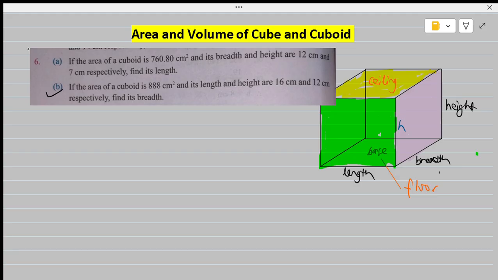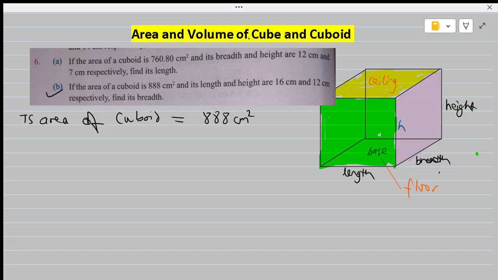So what is it? The area of the cuboid is 888 centimeters square, so that's the total surface area, and the length and height are given. Length is 16, height is 12, and you're asked to find the breadth of the cuboid. So very same as number 5. This one I'll do here. So area of cuboid, or surface area of cuboid, or total surface area of cuboid. So I say here TS. Total surface area of cuboid, and that we are given as 888 centimeters square.